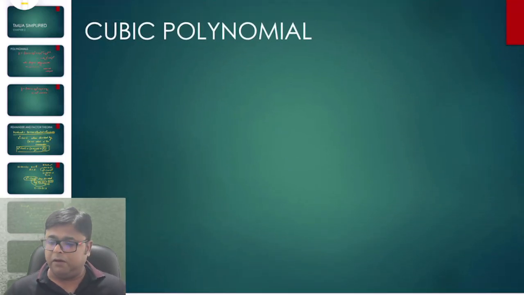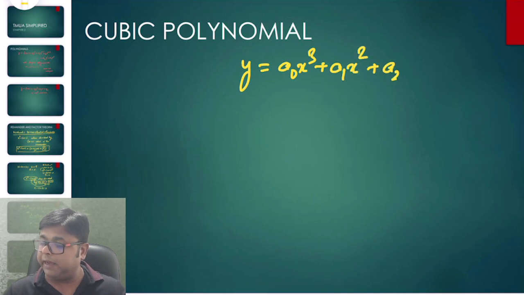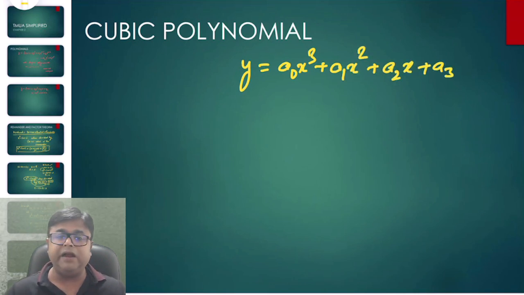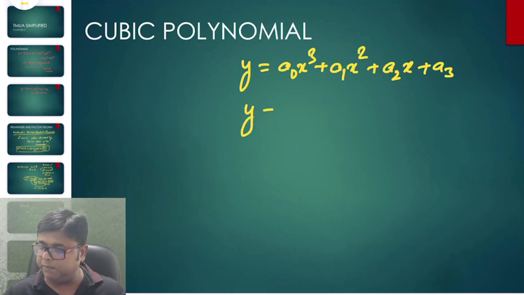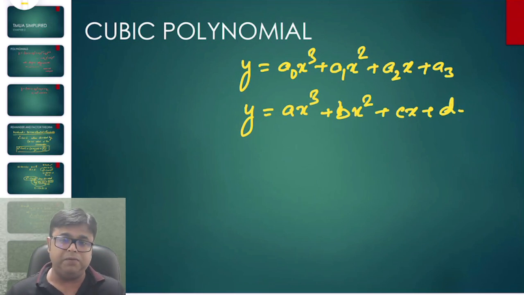Now, when I say cubic polynomial, I can write it as y equal to a naught x cube plus a1 x square plus a2 x plus a3, derived from the nth degree polynomial itself. If I put n equal to 3, I get this. But as in quadratic, where we replaced a naught, a1, a2 by a, b, c, here also I'm doing the same thing. So it's ax cube plus bx square plus cx plus d. This is a cubic polynomial. It will have a maximum of 3 real roots because the degree is 3. So if I equate it to 0, I get a maximum of 3 x-intercepts.